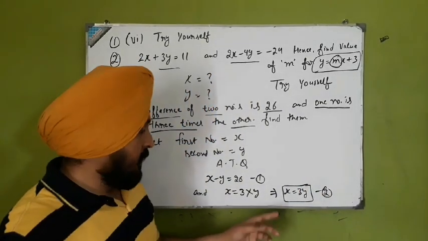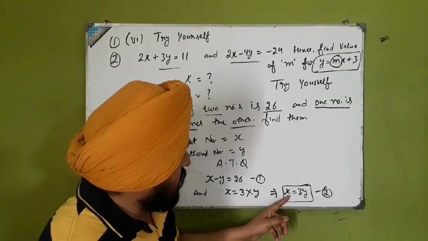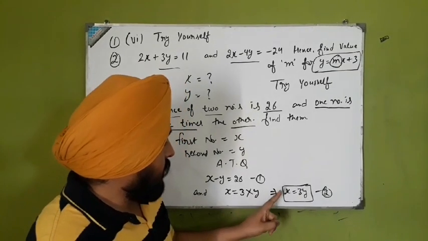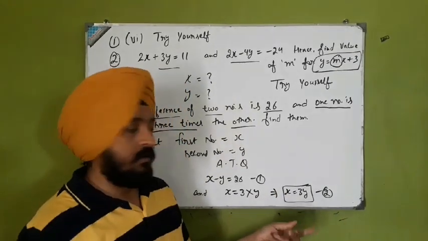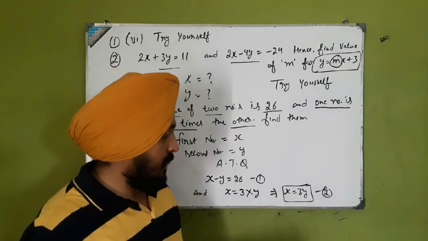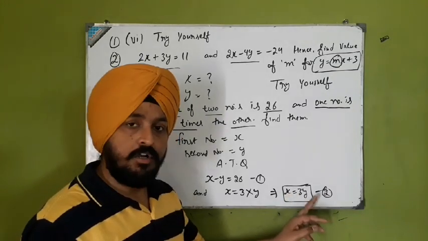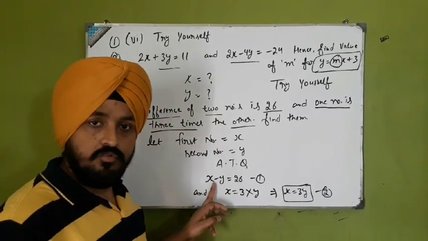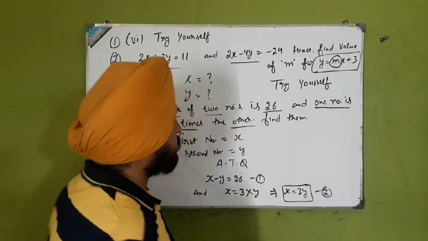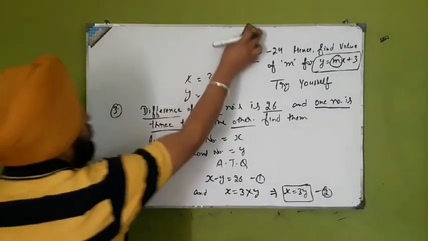Very simple, clear? You can check here, this x equal to 3y, this variable x is already in the form of another variable. So directly you have to put this value from equation 2 in equation number first to solve for variable y. Let's put this value.